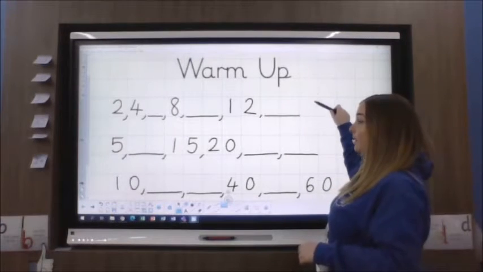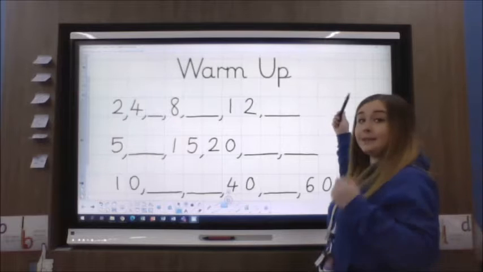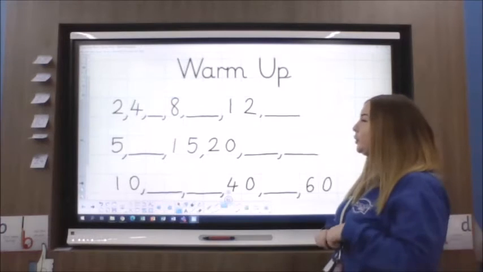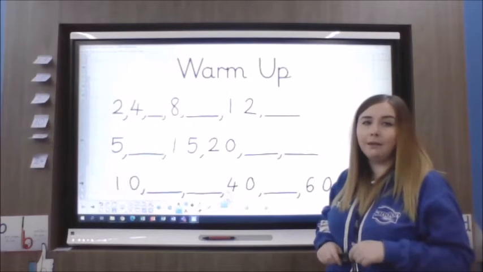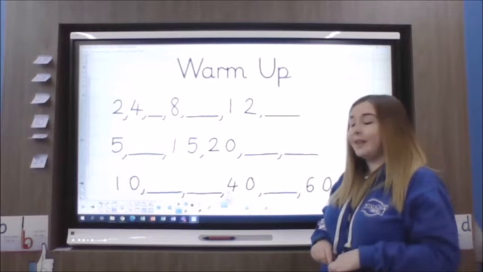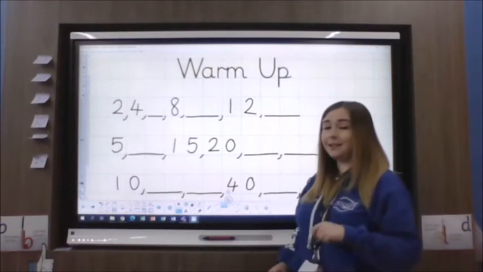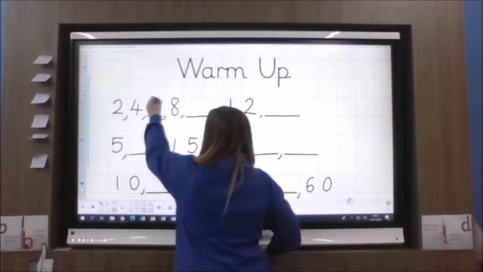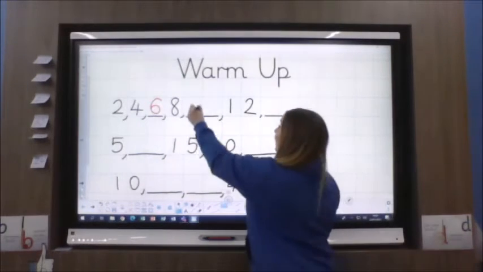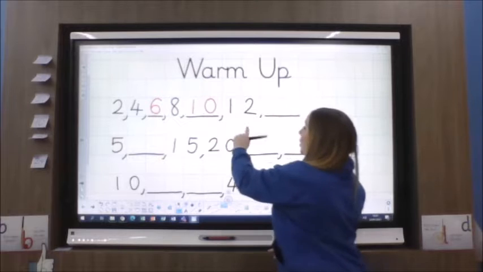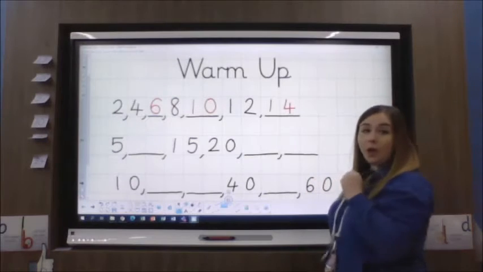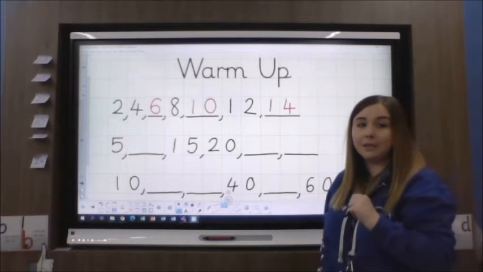We've got 2, 4, 8, 12, and then a final missing number. What do you think I am counting up in this sequence? 2, 4, that's it. So we're counting in twos, aren't we? So my next missing number would be 6. 2, 4, 6, 8, 10, 12, 14. Well done at home if you managed to get all of those missing numbers.